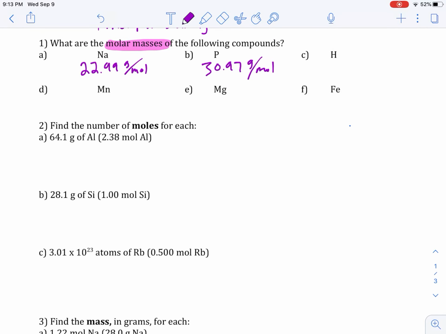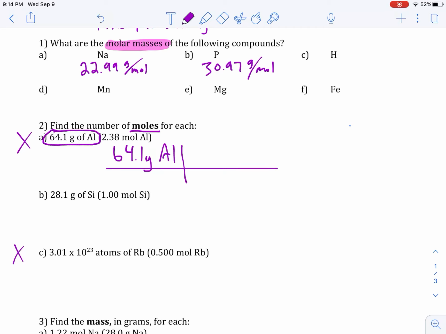So in problem number 2, it says find the number of moles for each. Let's do one where we're starting with grams, and let's do one where we're starting with atoms. First off, in this first one, we are starting with grams of aluminum, and we're asked to convert to moles of aluminum. I'm just going to get us started by rewriting the given information and getting the train track started. Now, I know that some of you can do this without doing those train tracks, the dimensional analysis part, but I want you to get in the habit of doing this because we're going to get to some more difficult problems, and if you have this down, it's going to make those problems a lot easier.